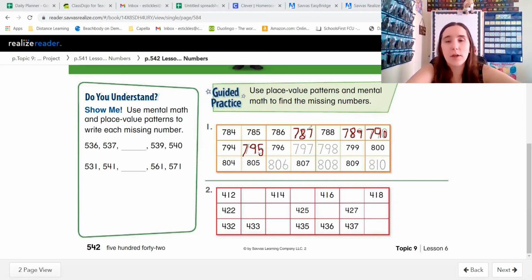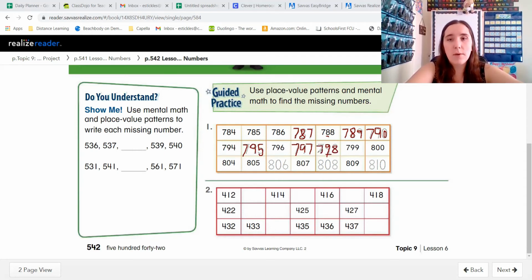I can do the same thing over here. 787, that 8 in the tens place is going to increase by 1 and become 797. Same thing here with 788. The 8 in the tens place is going to increase by 1 and become a 9. So my number is now 798.